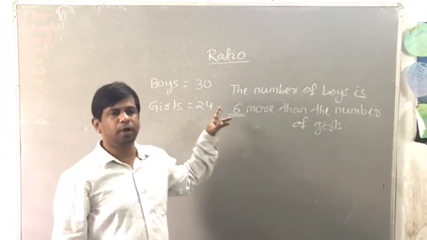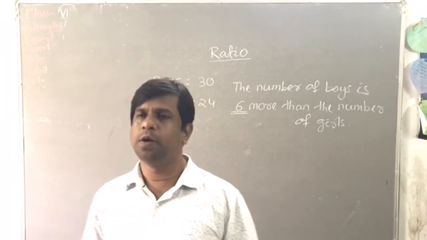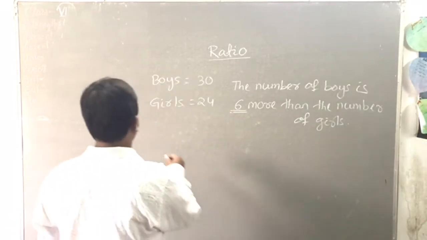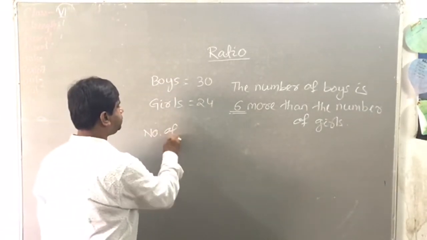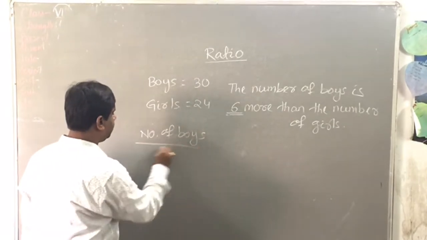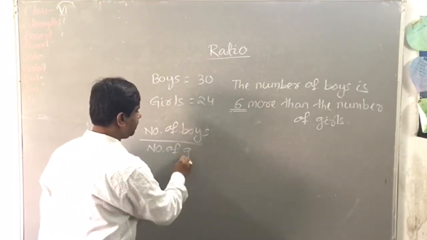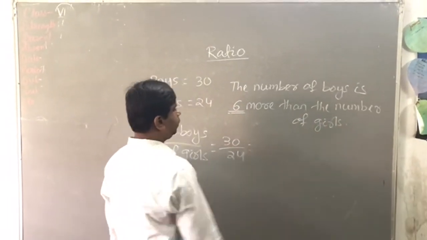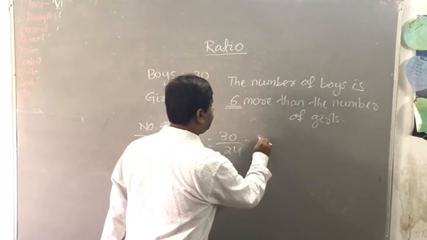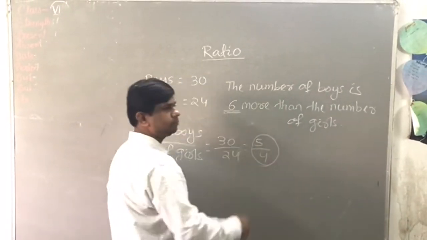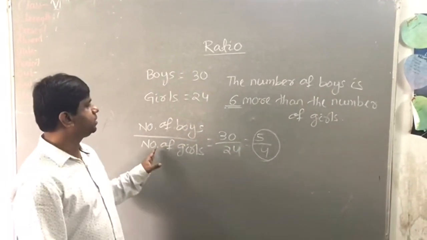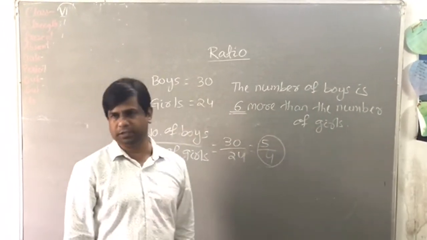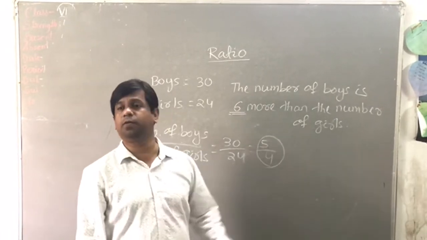Did you understand? We compare two quantities by two methods. One is by difference, another is by division also. How? Suppose number of boys by number of girls. So 30 by 24, if you simplify it, you get 5 by 4. So we can say that the number of boys is 5 by 4 times the number of girls.